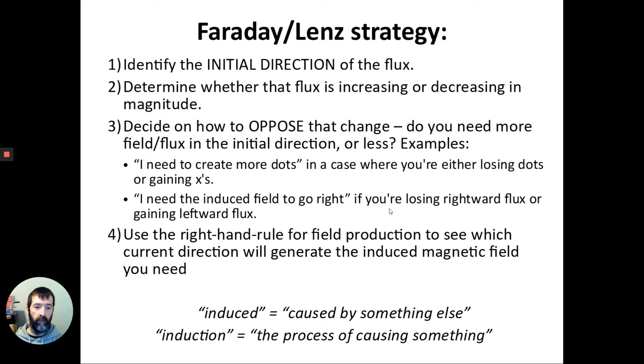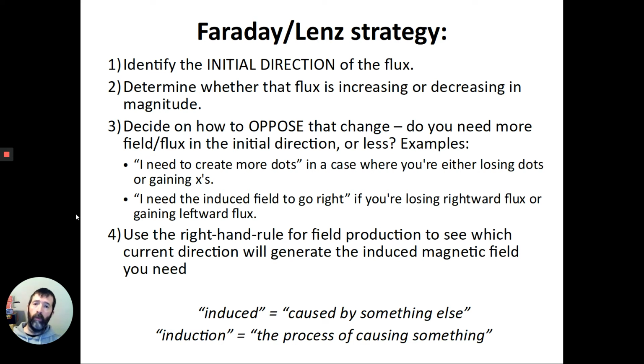Another example, if I have a magnetic field pointing to the right, but I'm losing flux in that direction, then I would need the induced field to go to the right. Similarly, if I had flux going to the left, but I was getting more of it, I would again want to make an induced field go to the right. My induced field is supposed to counteract whatever is happening. So if I'm getting extra stuff to the left, then I need to make some stuff that goes right. If I'm losing stuff that goes right, then I make extra stuff going right.